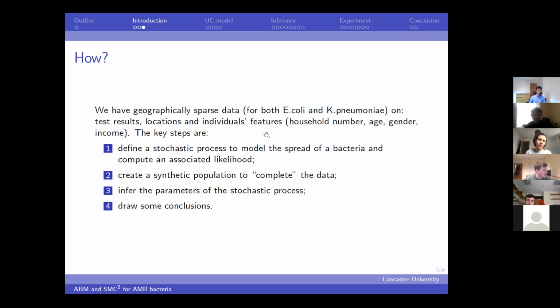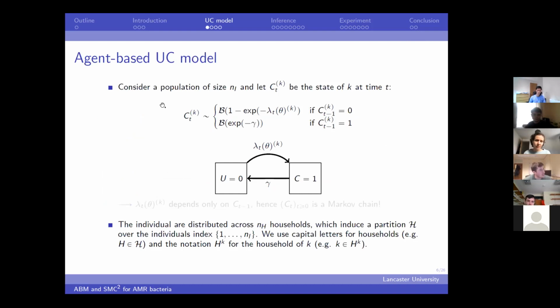So let's start with defining the stochastic process. We have a population of size N, so we have N individuals, and we say that these random variables C_t^k model the state of individual k at time t. Precisely, we can model it as a Markov chain where there is only a dependence on the previous state. According to that, we will have a rate that allows us to go from susceptible to infected and from infected to susceptible in terms of recovery.